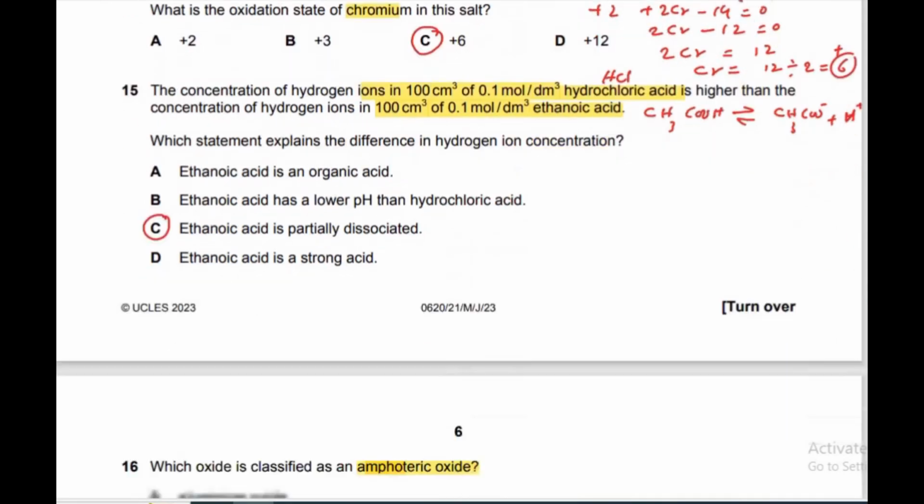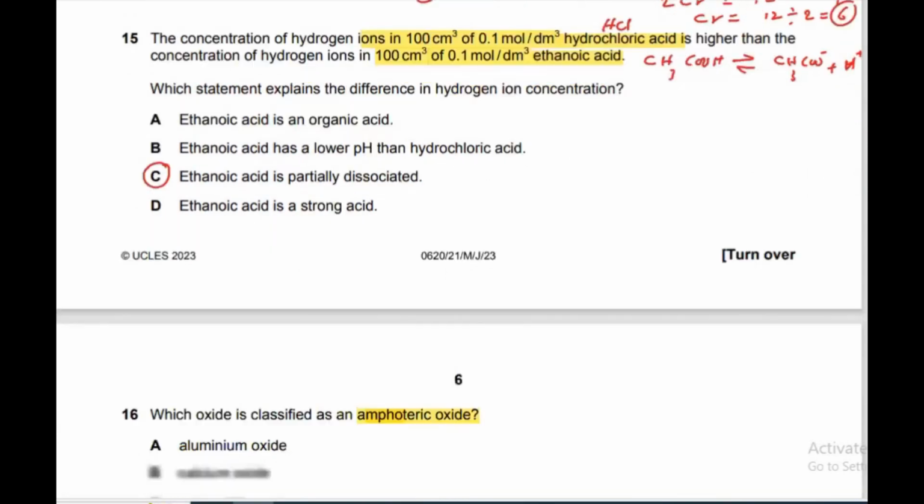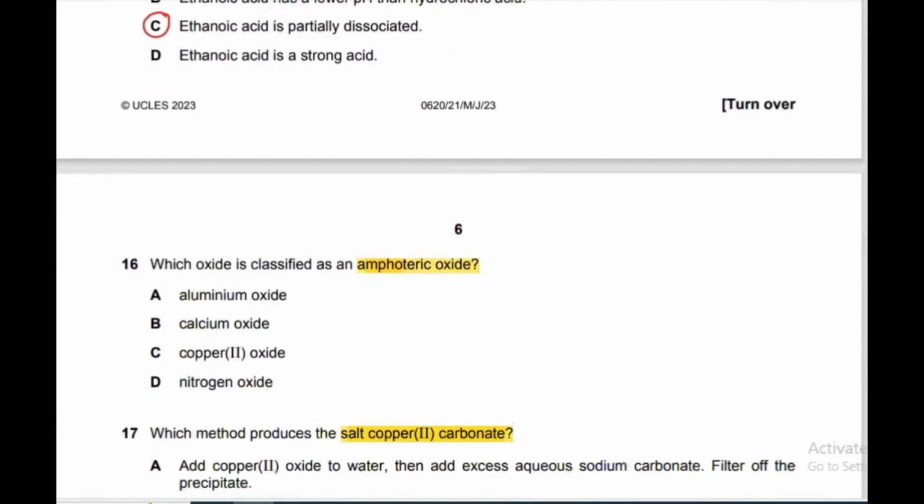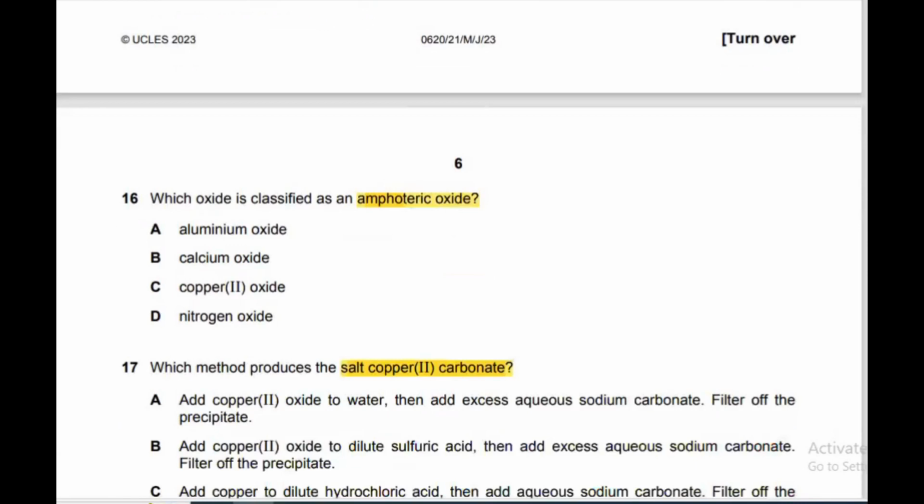Now, the next one. Which oxide is classified as an amphoteric oxide? Aluminium oxide is the amphoteric oxide. Calcium oxide is a metal oxide. This is basic. Copper(II) oxide is also basic, and nitrogen dioxide is acidic.